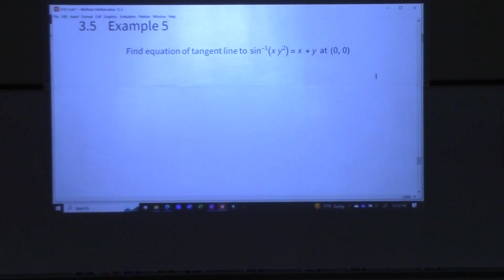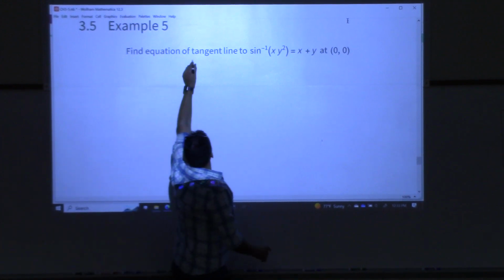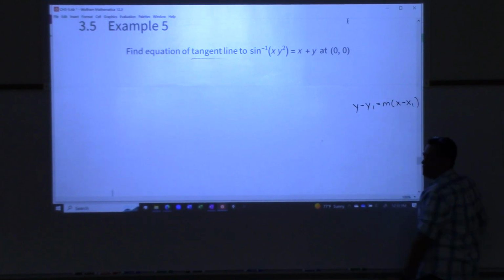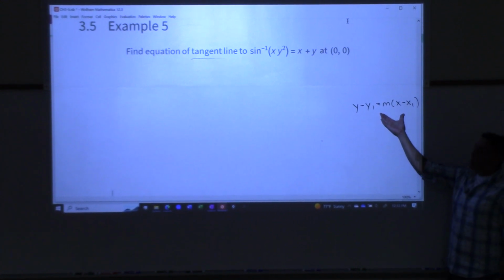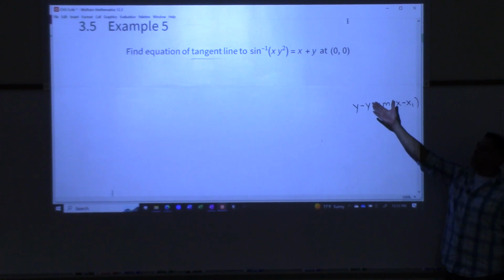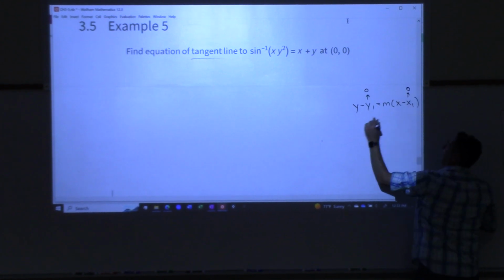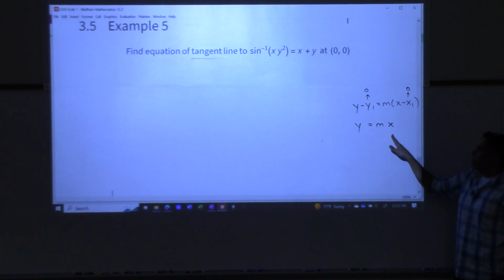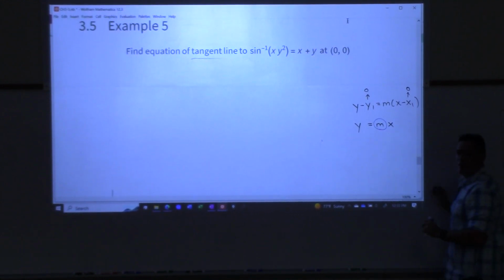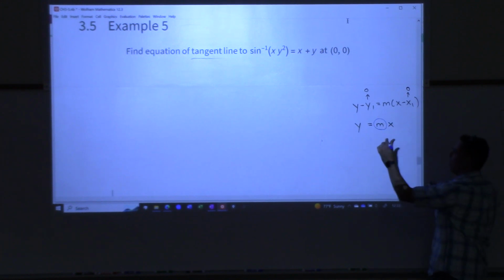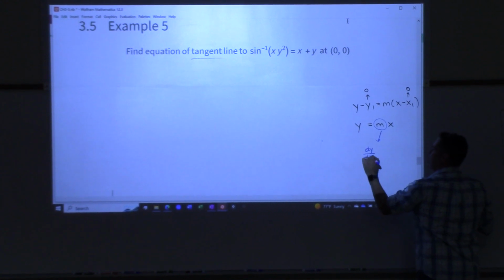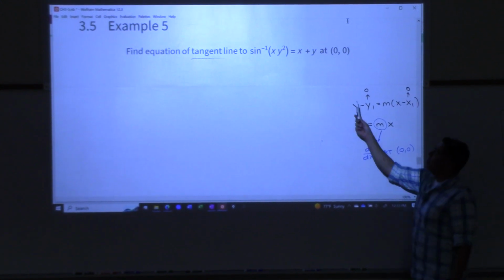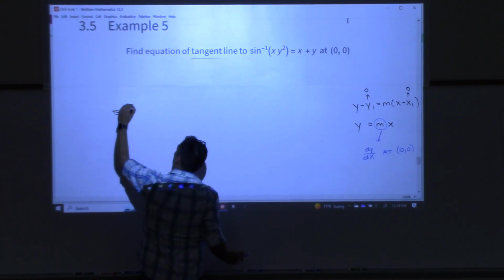All right, so in order to do this, going back to Cal 1, finding the equation of a tangent line means that we need to use this formula: y minus y1 equals m times x minus x1. That's the generic point slope formula for the equation of a line. So we need a point on this line. Yes, 0, 0. So I can replace this with 0, this with 0, and I get y equals mx. So all I need to know now is what the slope is. Because it's a tangent line, the slope is the derivative with respect to x at that point 0, 0. So I need dy/dx of this equation right here.